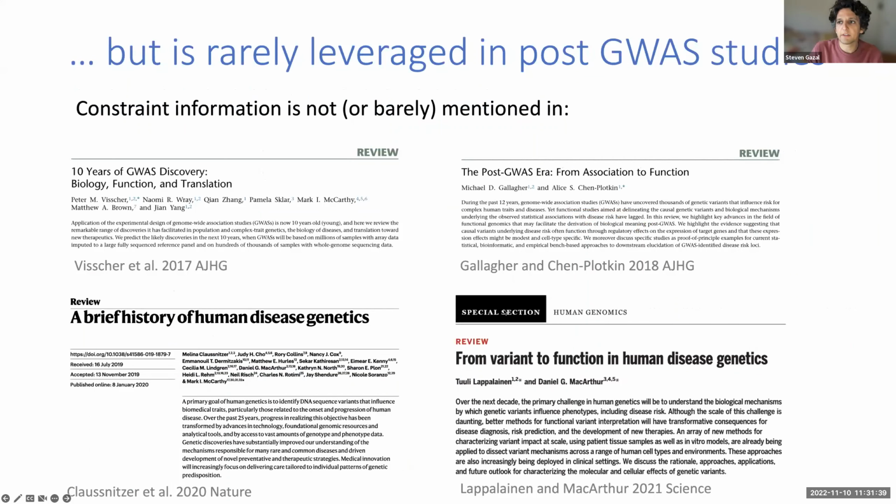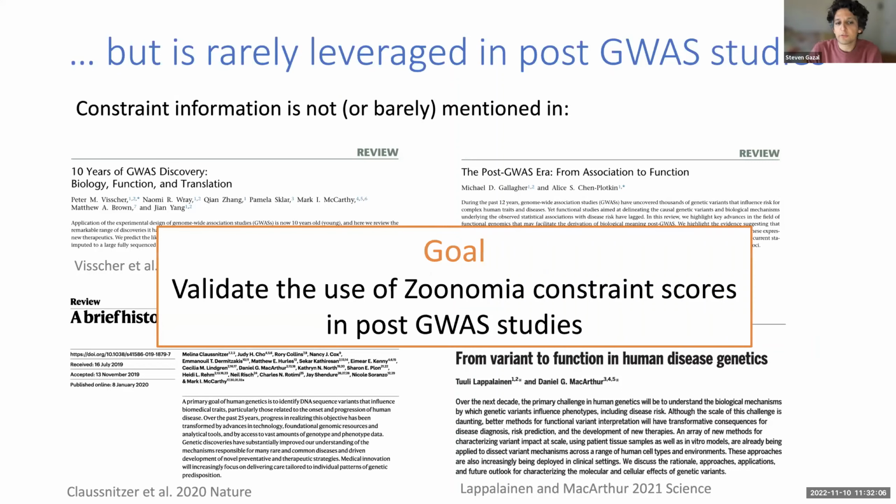And so despite all these advantages, since this paper came out, really few papers leveraged constraint in post-GWAS studies. Here I'm highlighting the most cited post-GWAS reviews and two recent reviews in high impact papers, and none of them mention constraint as a tool to leverage to analyze GWAS data. And so our goal with this project, and my analysis in particular, was just to validate the use of Zoonomia constraint scores in post-GWAS studies.